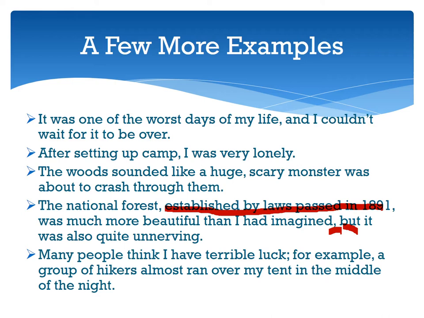We would say, many people think I have terrible luck; for example, a group of hikers almost ran over my tent in the middle of the night. We've used a semicolon to separate the independent clauses. The independent clauses are, many people think I have terrible luck, and a group of hikers almost ran over my tent. And the transitional phrase, for example, needs a comma after it to separate it and set it off. And so this is probably the best way to revise that one and makes it a little easier to read as well.